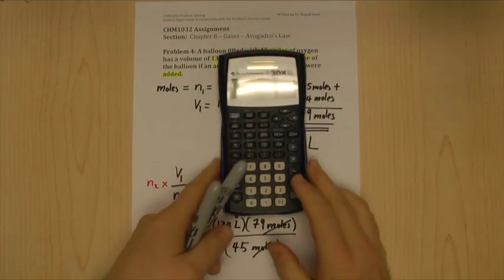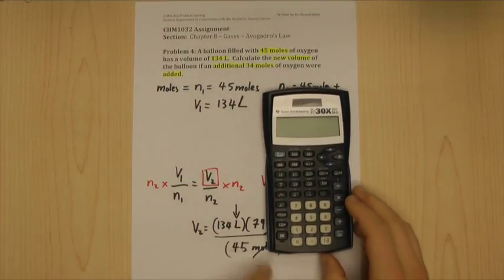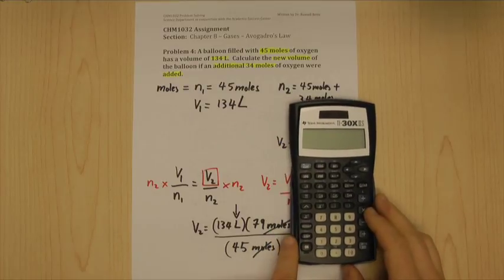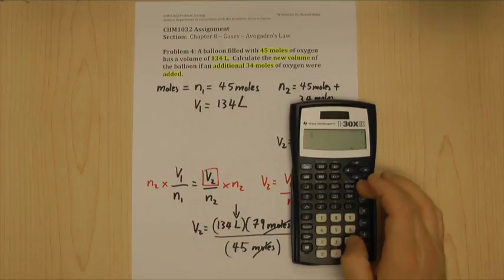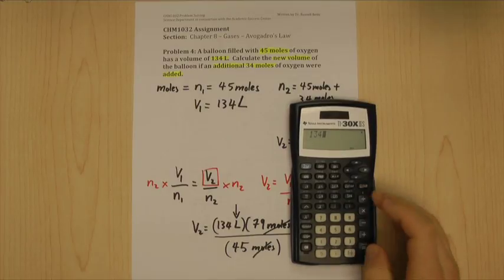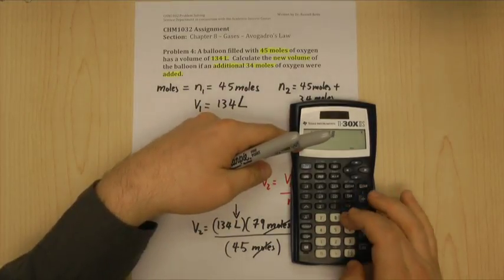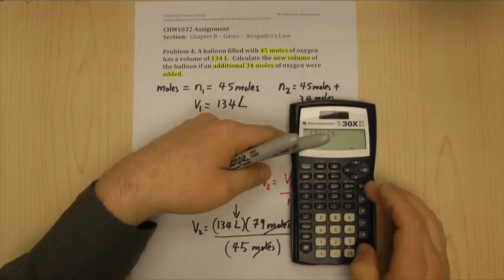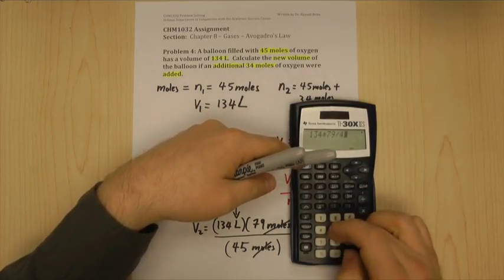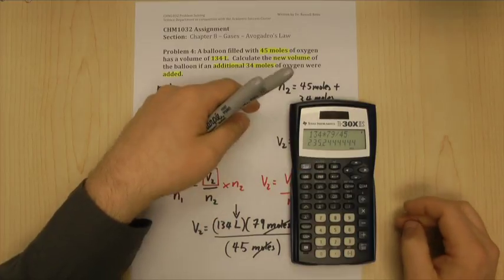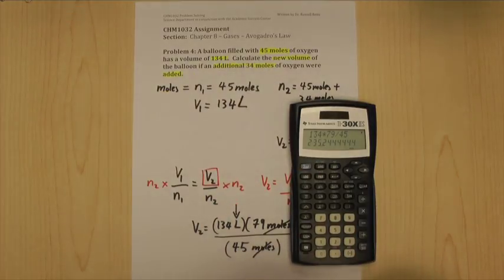Calculator. Let's see if I can get this thing to work here. There we go. That looks pretty. I'm just making sure I can see it on this video screen here. So on, clear, 134 multiplied by 79. All that is divided by 45. There you go, 235.2.